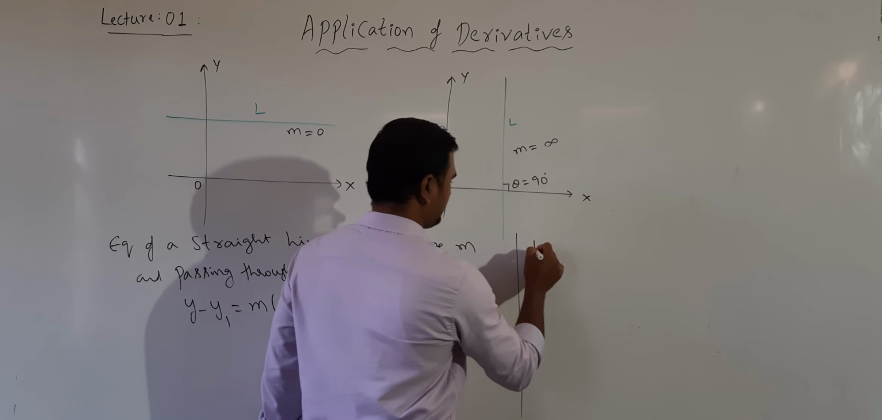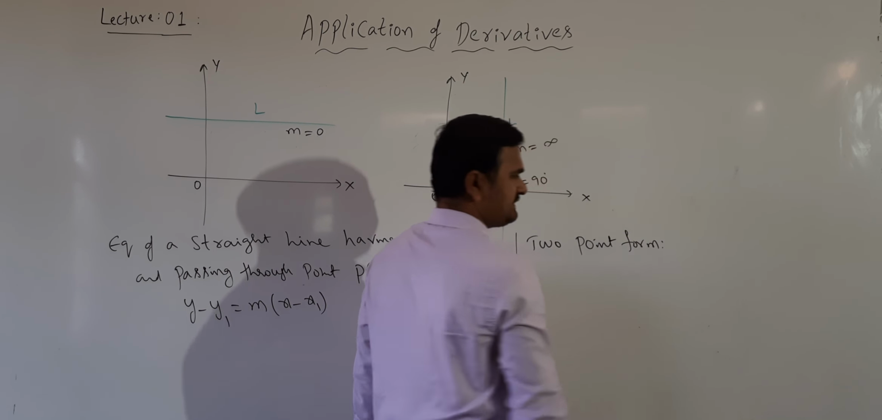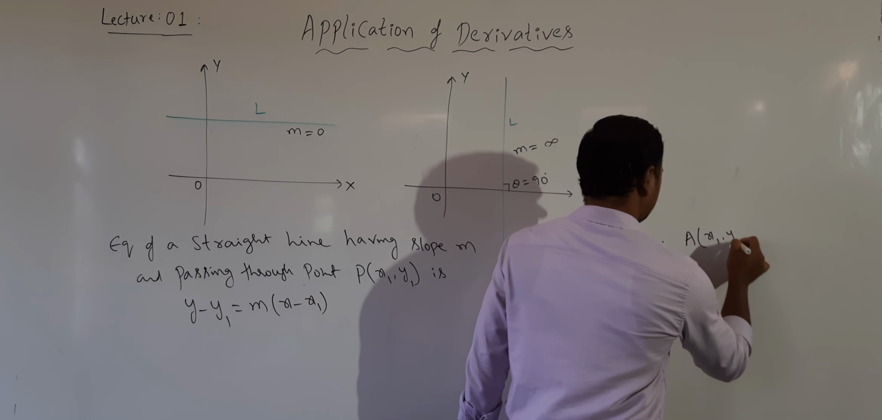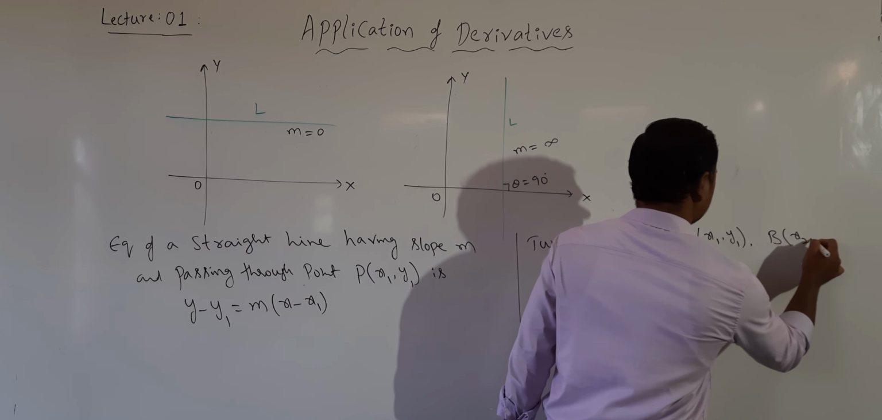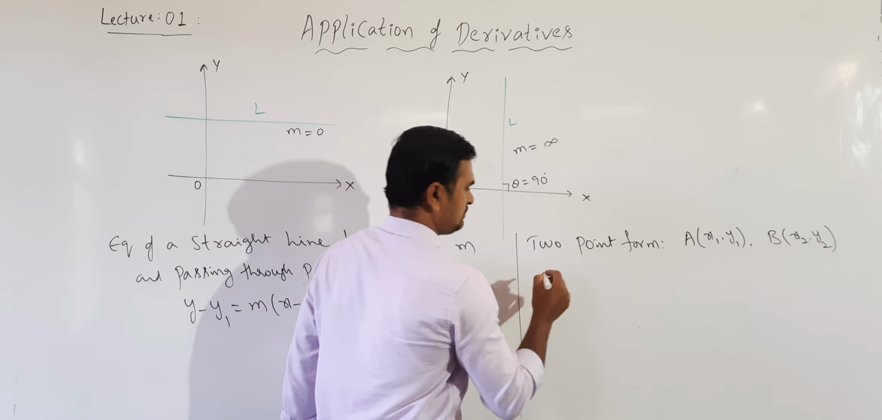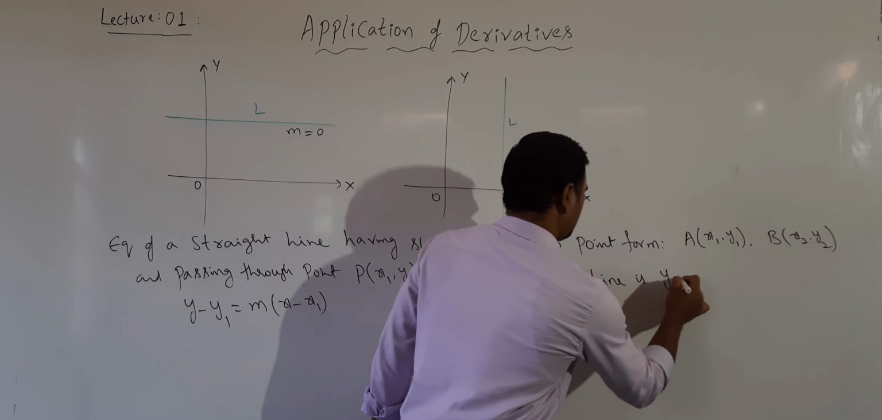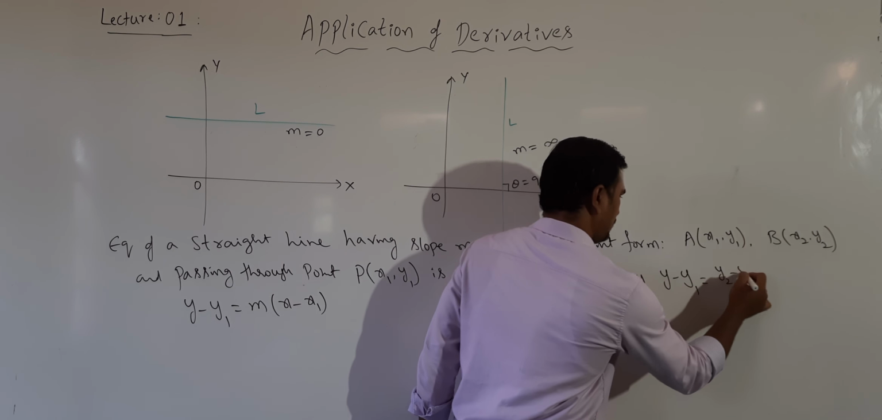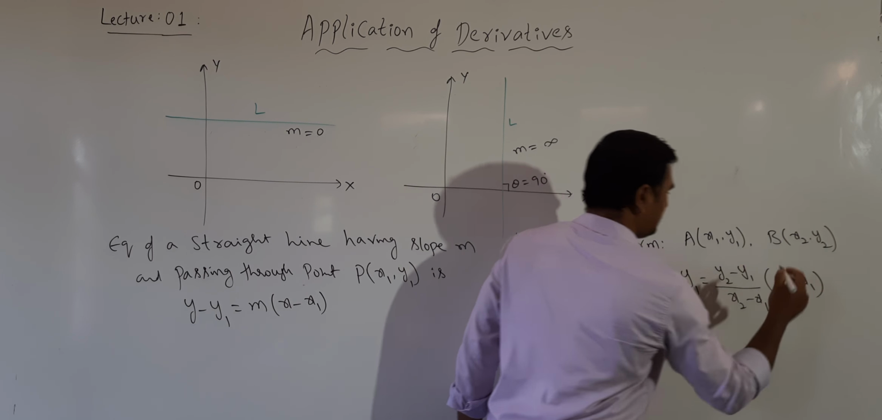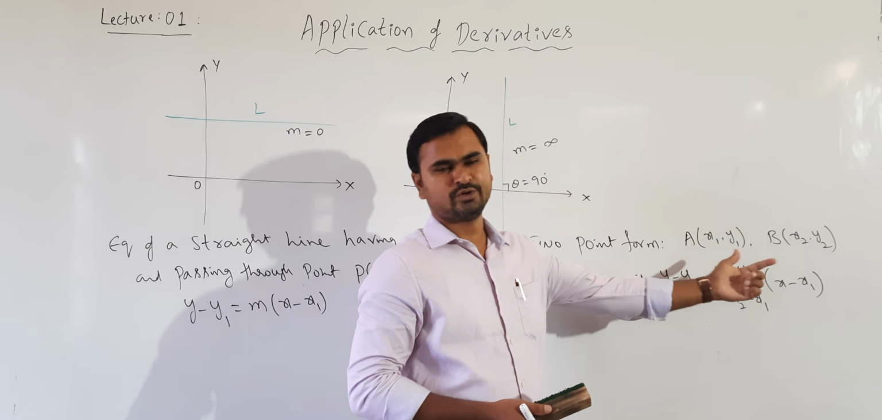Next, the 2-point form, which means the line is passing through two given points A(x1, y1) and B(x2, y2). So how do we write the equation of a line passing through two given points? The equation of the line is y minus y1 equals (y2 minus y1) divided by (x2 minus x1) into (x minus x1). This is the equation of the line in the 2-point form.